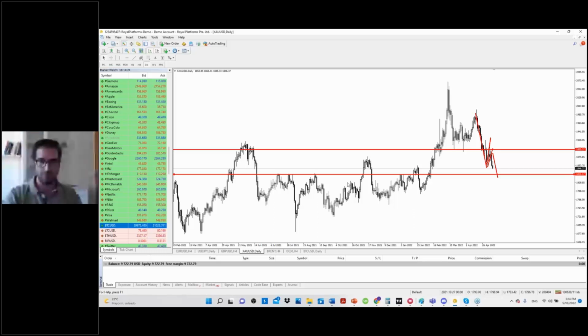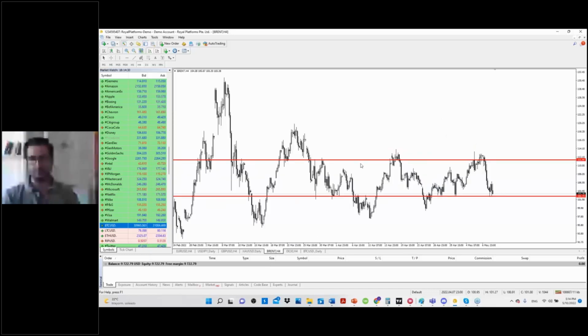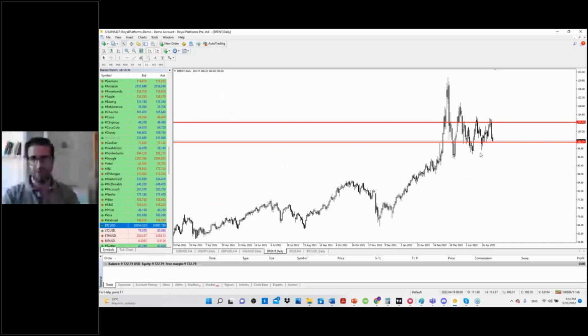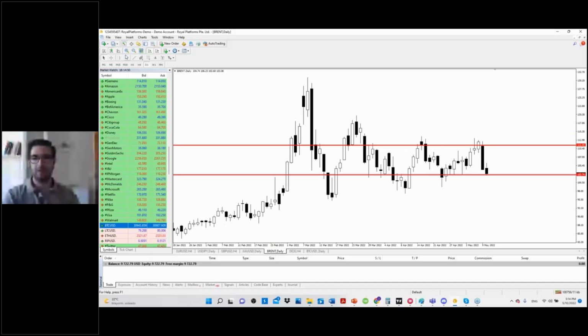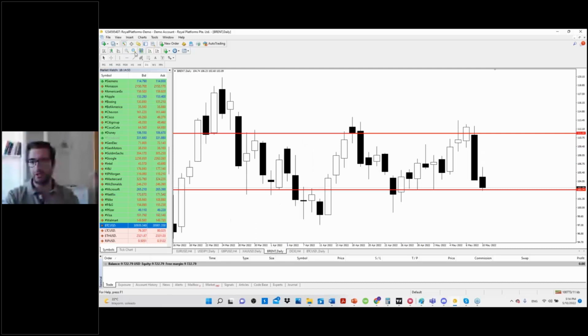Brent or UK oil, I will start by using the higher time frame. On the higher time frame, the UK Brent oil is traded between two levels, which are 111.44 and 102.74. Okay, let me zoom in a little bit. Maybe it's better for you like this. So the UK oil is traded between those levels.